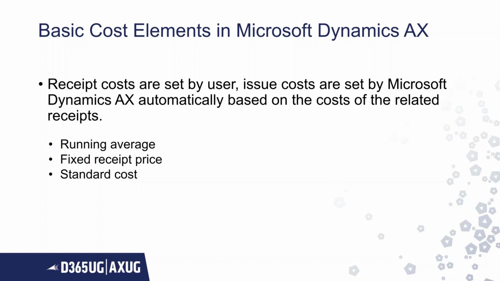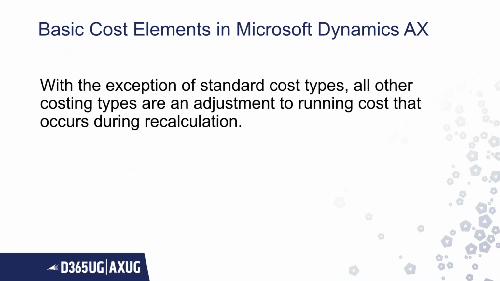Fixed receipt is that little flag for fixed receipt that they have, which used to be the old standard cost. Standard cost will transact as standard cost. Fixed receipt price will transact at the fixed receipt price. All right? And everything else is running average. And again, with the exception of standard cost types, all other costing types are adjustments to the running cost, which effectively is weighted average date.